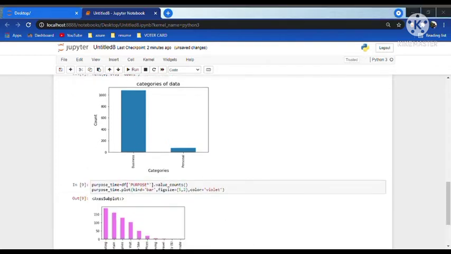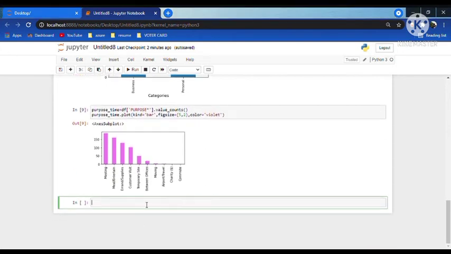And the next graph is where we are extracting the purposes, the value counts, and when they are using and for what purposes they are using the most cabs. This is the data that we extracted in the last pink color graph, a violet color graph.